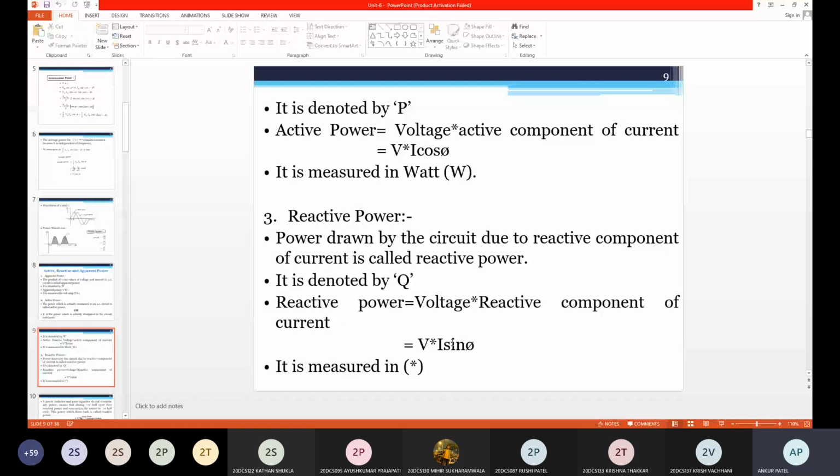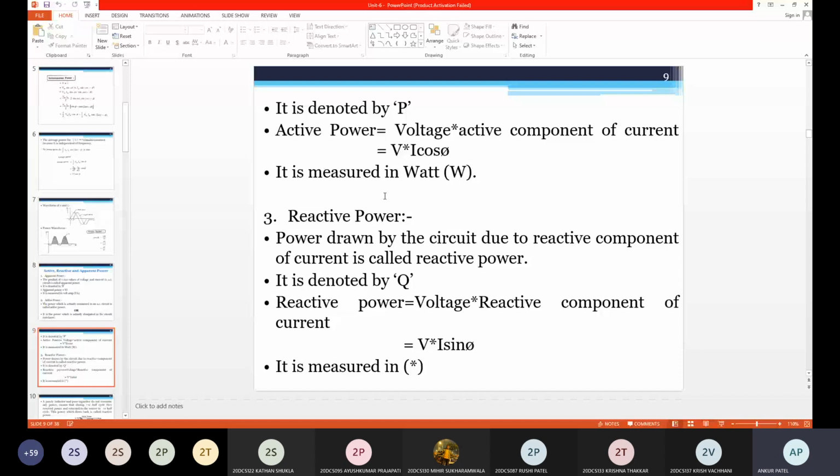So apparent power S is equal to V into I, and the unit is volt ampere or kVA. Active power P is equal to VI cos phi, and the unit is watt or kilowatt. And reactive power Q is equal to VI sin phi, and the unit is VAR, volt ampere reactive, or kilovolt ampere reactive, kVAR.